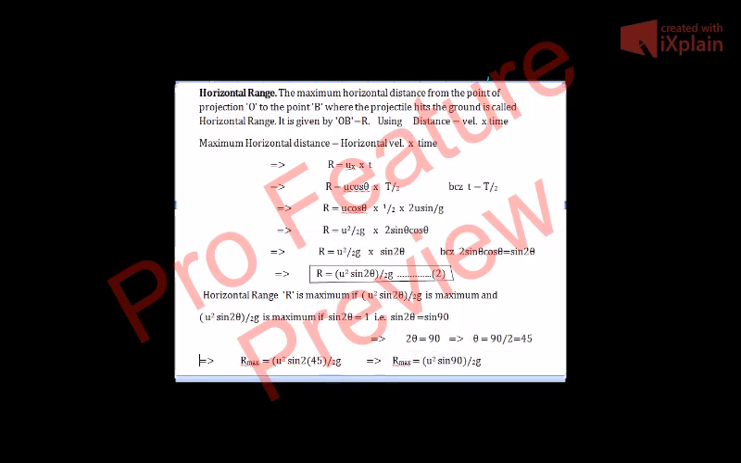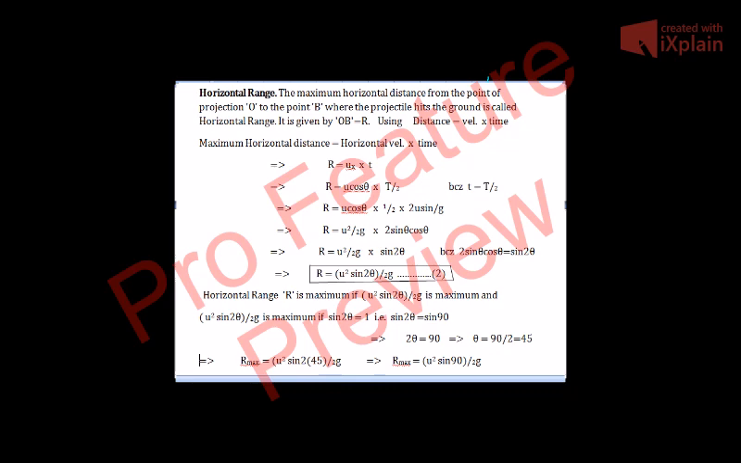Now, horizontal range. The maximum horizontal distance from the point of projection O to the point B where the projectile hits the ground is called horizontal range. It is given by OB is equal to R. Using distance is equal to velocity into time, maximum horizontal distance will be equal to horizontal velocity into time. So horizontal velocity is Ux, so R will be equal to Ux into T.